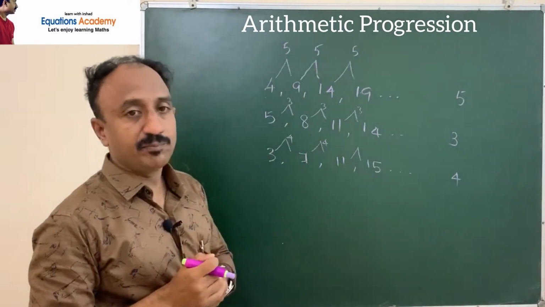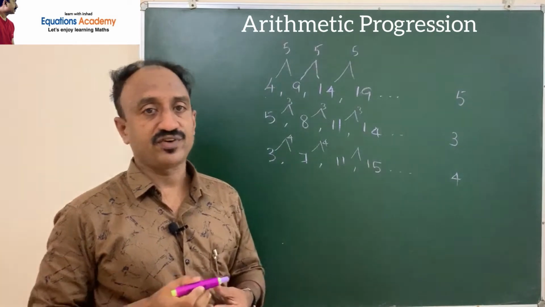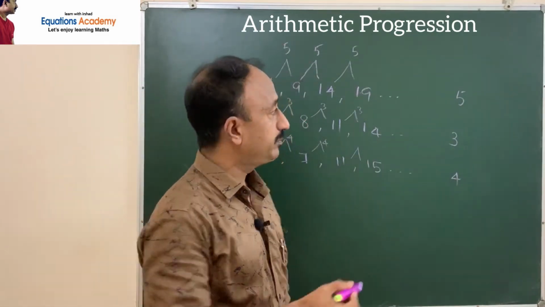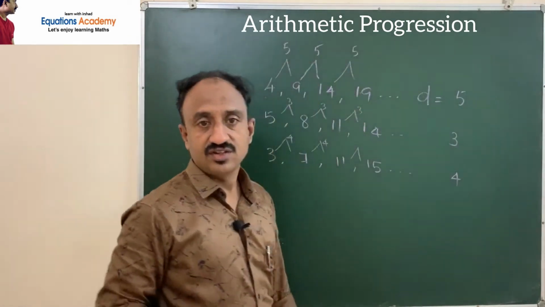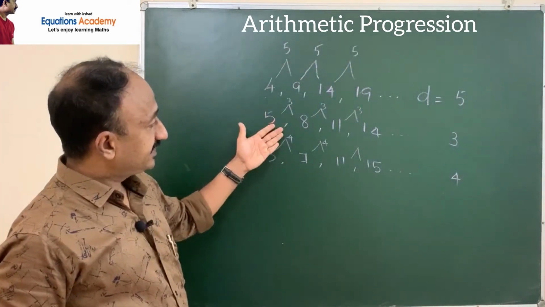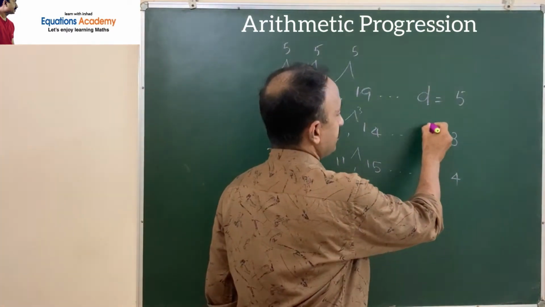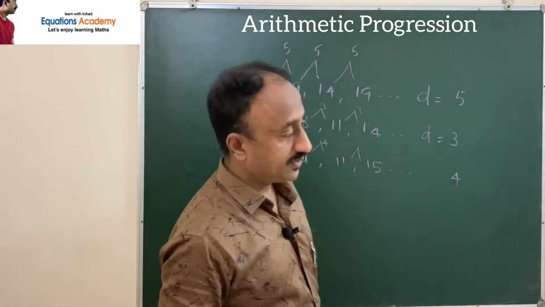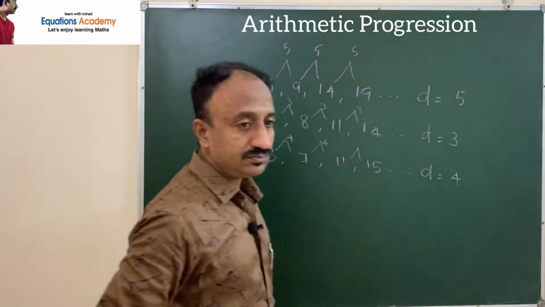That fixed number is called the common difference, and it is denoted by d. So here the common difference is 5. The second progression, here the common difference is 3, and here the common difference is 4.